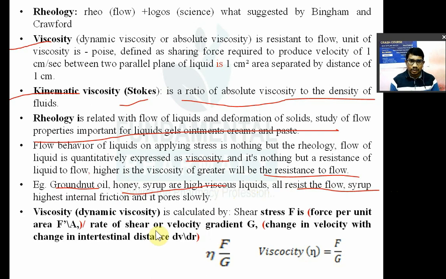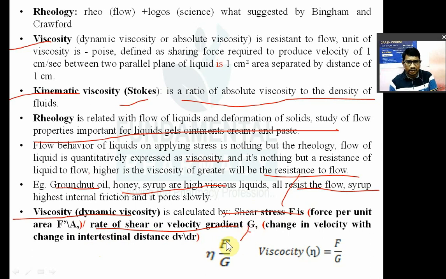Now, what is viscosity? How do we calculate the viscosity, or dynamic viscosity? Shear stress. What is shear stress? It is nothing but the force per unit area applied on a liquid, divided by the rate of shear or velocity gradient. What is that rate of shear or velocity gradient? That is denoted by G. Shear stress is denoted by F and shear rate is denoted by G.